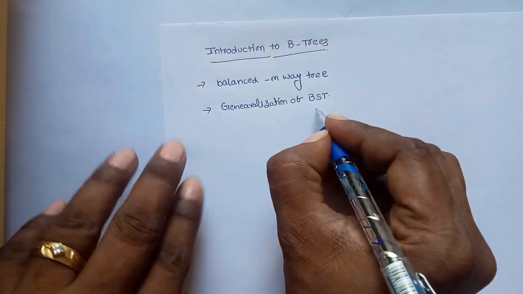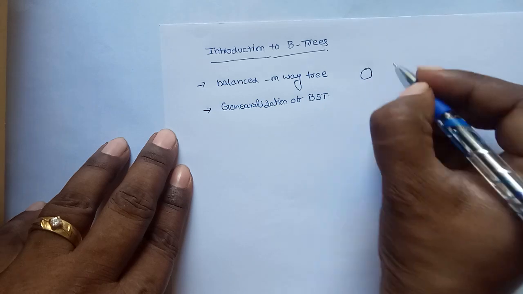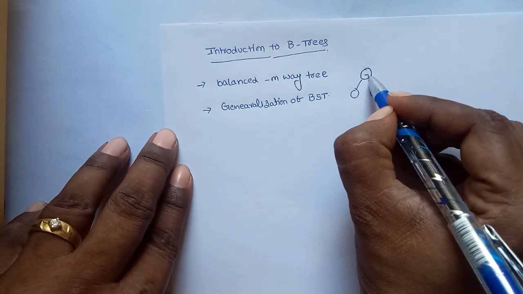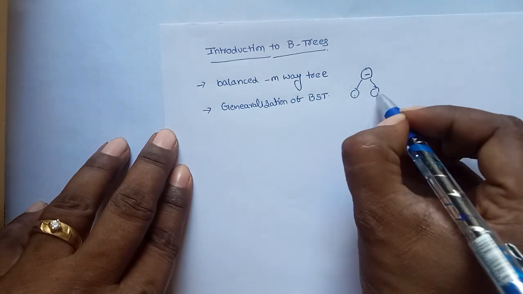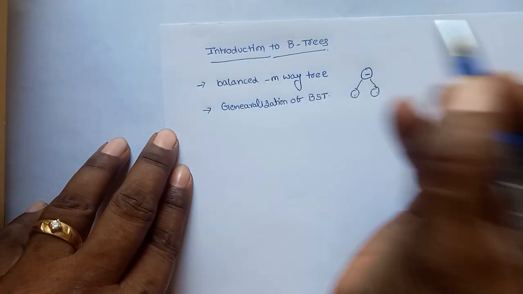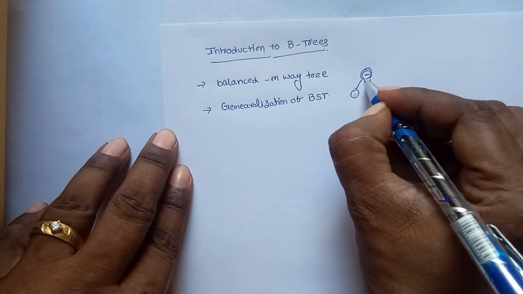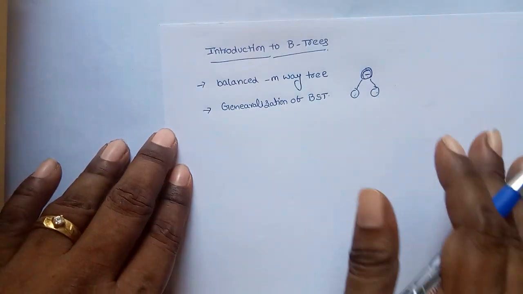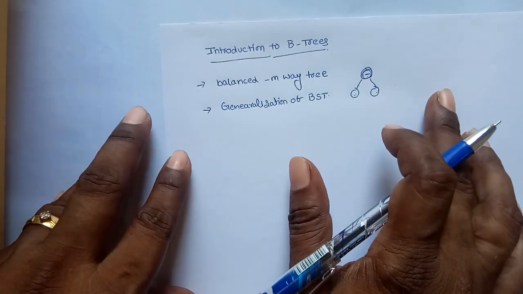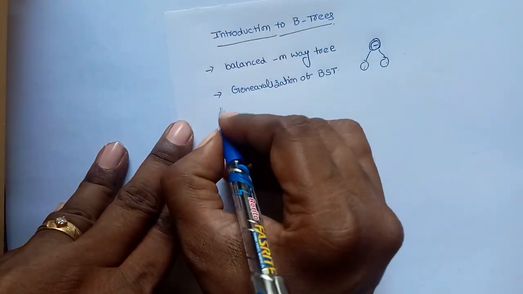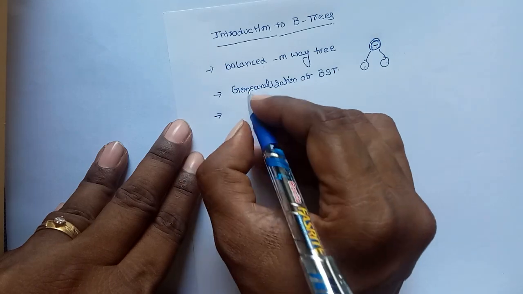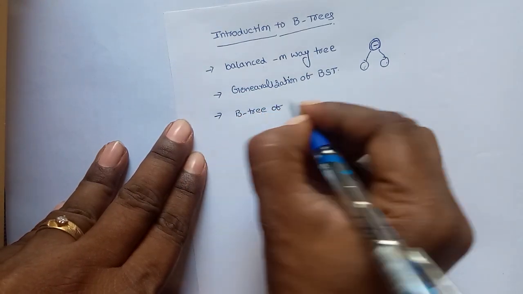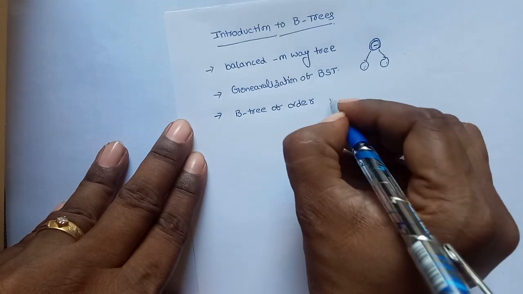In this diagram of a binary search tree, a node contains only a single element and a maximum of two children. But in a B tree a single node contains more data items and more children.